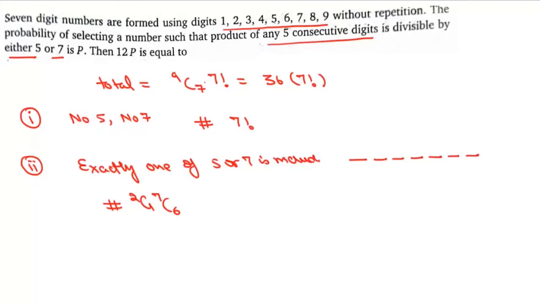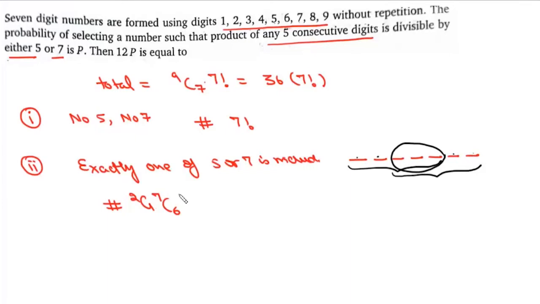Now it says any 5 consecutive digits are divisible by either 5 or 7. Now if we take 5 consecutive digits, it'll be this from this side, and it'll be this from the other side. Now if 5 or 7 appear in the middle 3, then in that case those numbers will be divisible by 5 or 7. Now we want the numbers which are not divisible by 5 or 7. So that means this 5 or 7 must occupy a place from these 4 places.